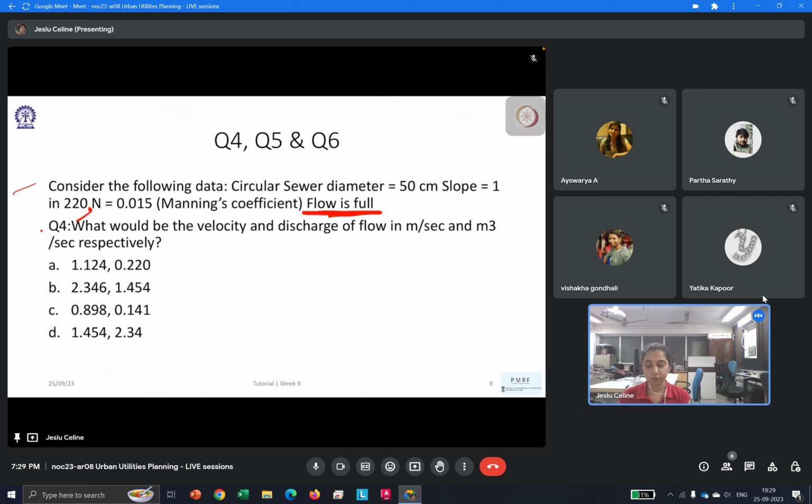Question 4 asks what would be the velocity and discharge of flow, in meter per second and meter cube per second respectively. So our questions 2 and 3 are combined into one; question 4 itself is asking both. I think you can easily do this because we have already solved it. So I would say do it, and we'll discuss the answer.